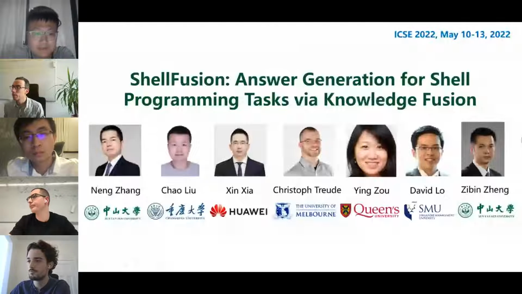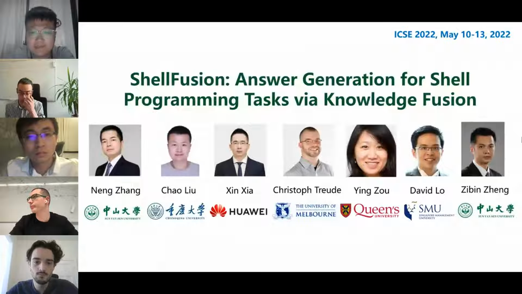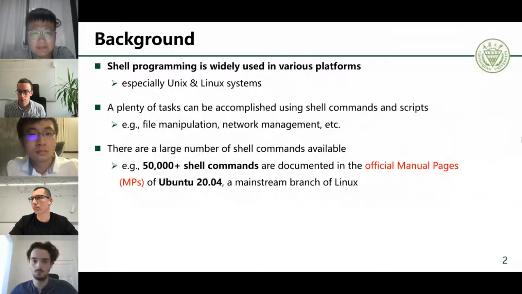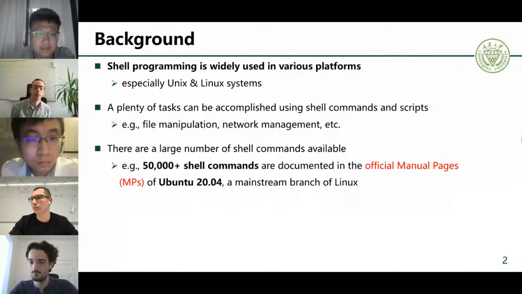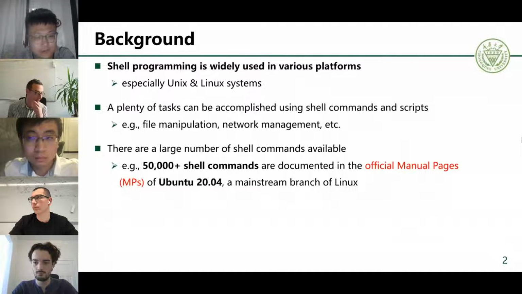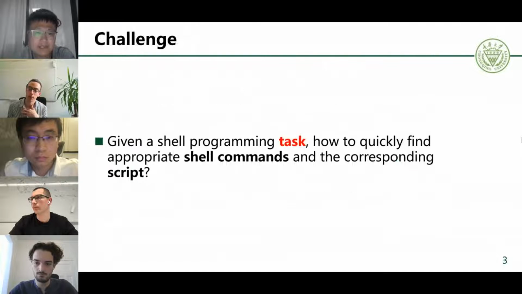Well, I'm Chao Liu from Chongqing University, and I'll present our work, ShellFusion: answer generation for shell programming tasks via knowledge fusion. Shell programming is widely used on various platforms, such as Linux systems, and there are over 50,000 shell commands documented in the official man pages of Ubuntu. The challenge is, given a shell programming task, how to quickly find appropriate shell commands and the corresponding scripts.